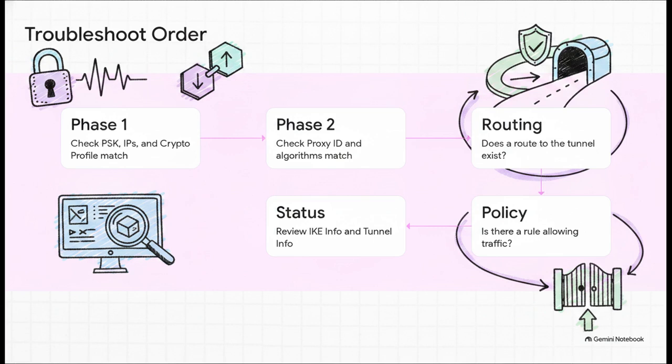Then, check your routing. Actually, scratch that. Routing is the biggest culprit. Have you actually routed the data to the tunnel? After that, check your security policy. Is there a rule letting the traffic pass? And finally, dive into the firewall logs and check the IKE info and tunnel info status screens. If you follow these steps in order, you're going to isolate the problem quickly and efficiently every single time.